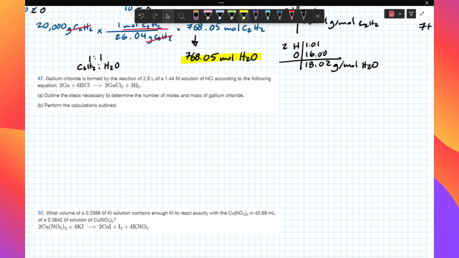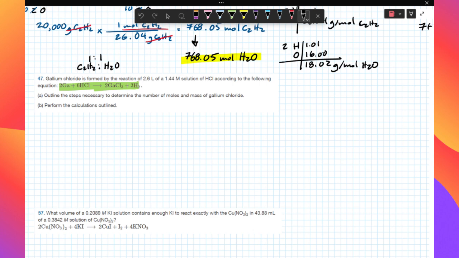Question 47. So gallium chloride is formed by the reaction of 2.6 liters of a 1.44 molar solution of hydrogen chloride according to the following equation. We're given this balanced equation. How nice of them. So we don't have to balance it this time. Outline the steps necessary to determine the number of moles and mass of gallium chloride. Perform the calculations as outlined.